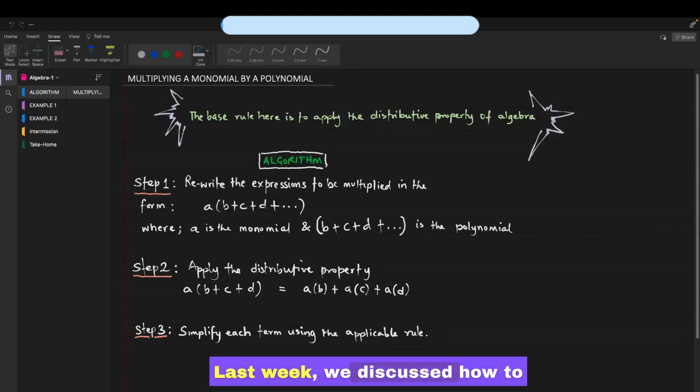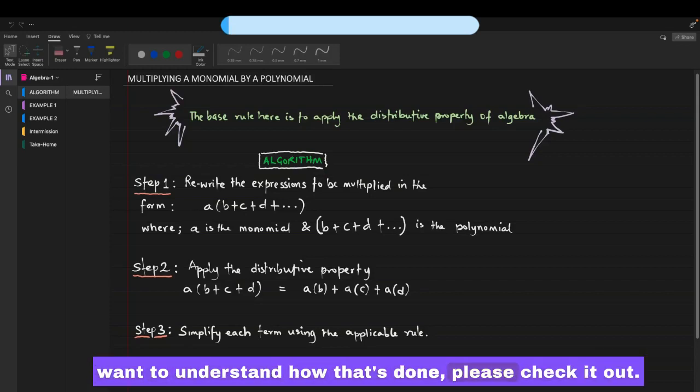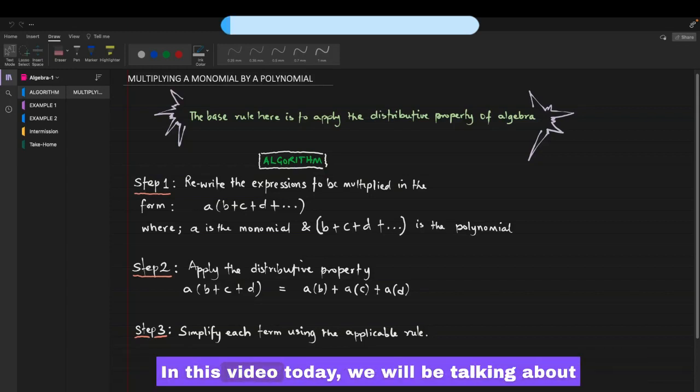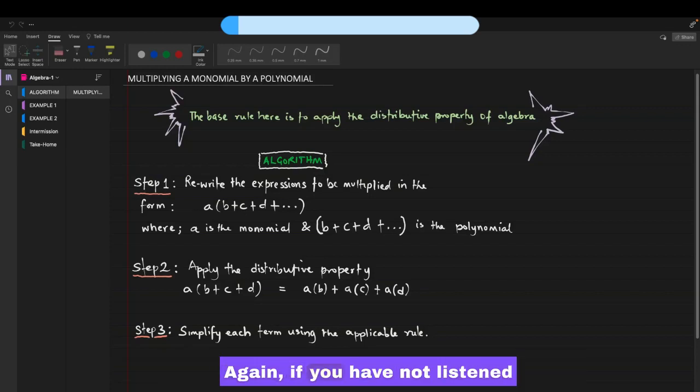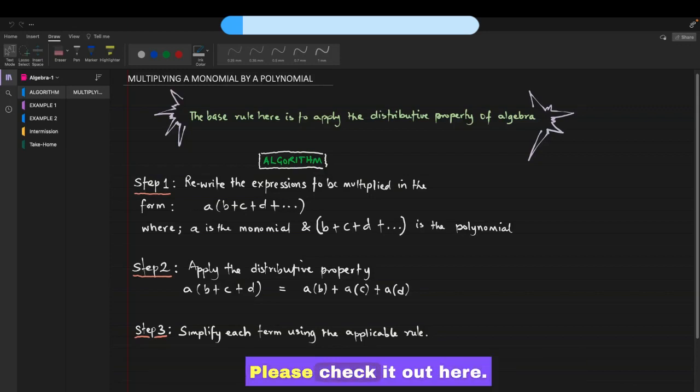Last week we discussed how to multiply a monomial by another monomial. If you did not see that video yet and you really want to understand how that's done, please check it out in this video. Today we will be talking about how to multiply a monomial by a polynomial. It's important to understand that the base rule here is the distributive property of algebra. Again, if you have not listened to our video on distributive property, we had a comprehensive explanation there. Please check it out here.